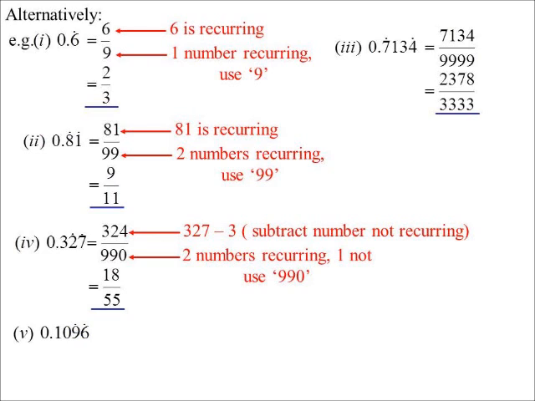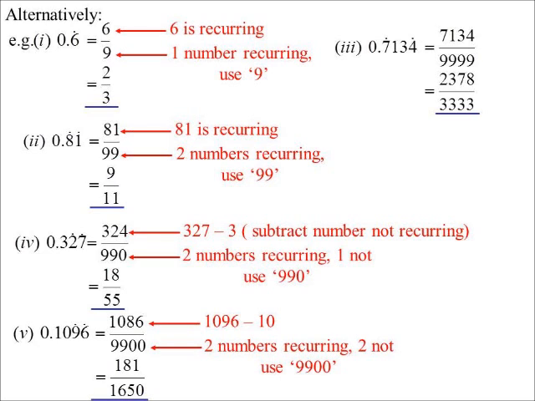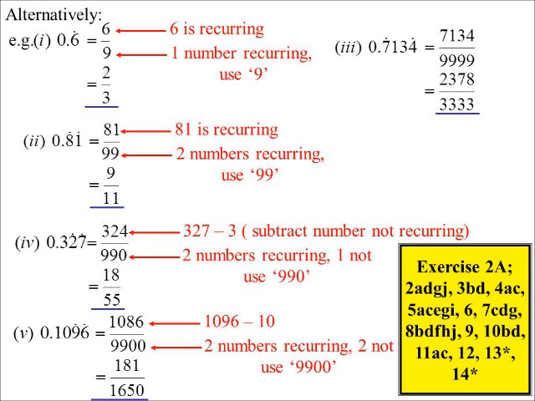So therefore, if I now get this one, 0.1096 repeater, but only the 9 and 6 are repeating, so 1096, 96, 96, 96, it is now extremely quick to come up with the answer. It's going to be 1,086, because that's 1,096 minus 10, on 9900. 2 numbers repeating, 2 nines. 2 numbers not repeating, 2 zeros. There's our answer, that's the fraction. That simplifies down to be 181 on 1650. Alright, whoop. Right.